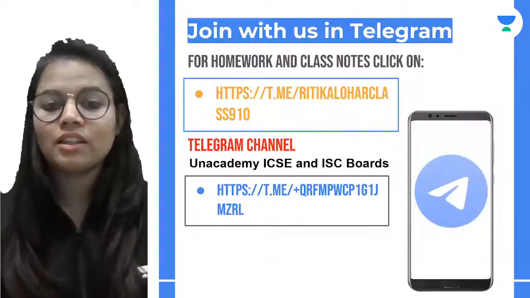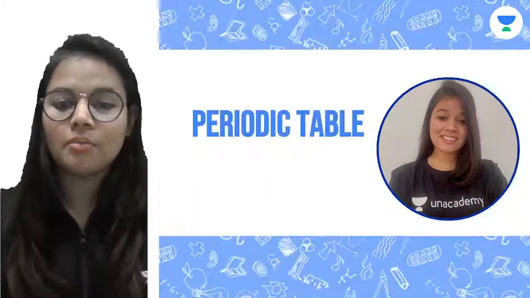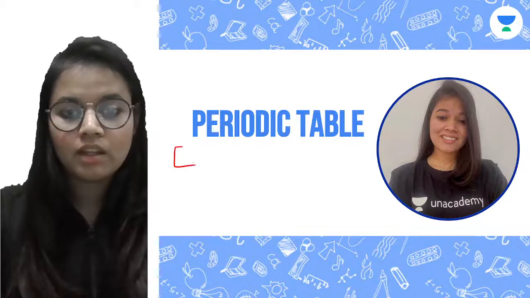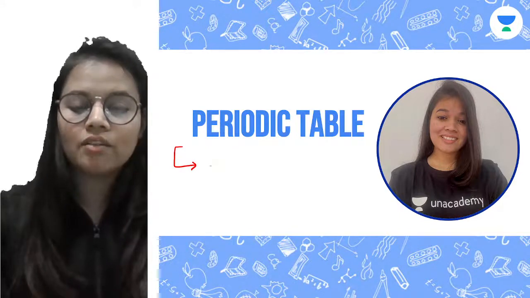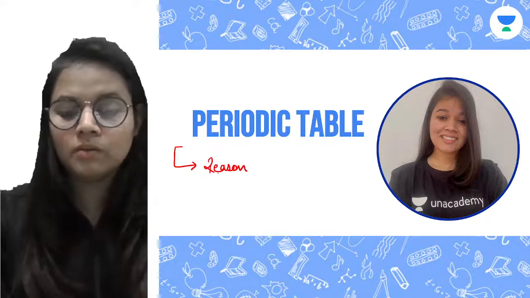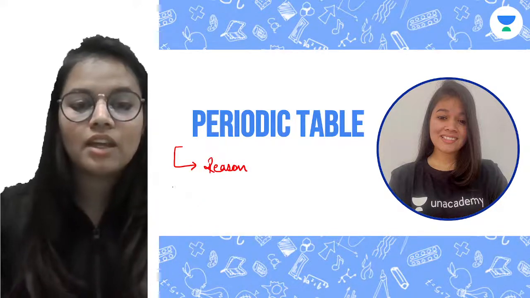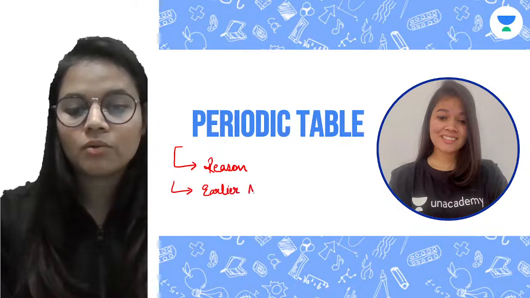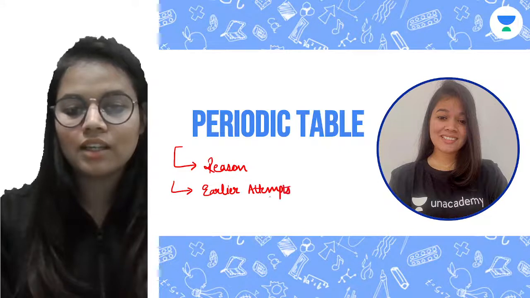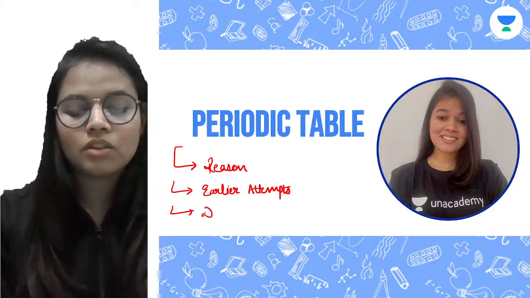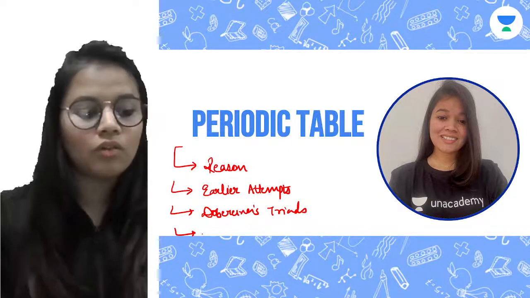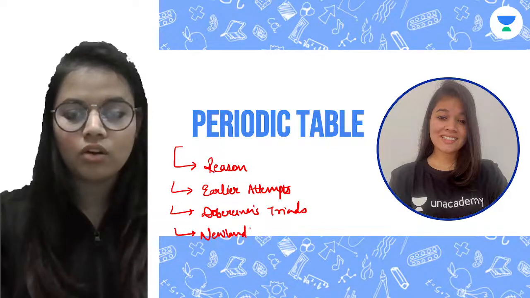Now, today basically we will be studying about the periodic table. Let's see what topics we are going to cover over here. In our today's class, we will be covering the reason why we needed to classify the elements. Then we will be focusing on the earlier attempts made to classify the elements. After that, we will be focusing on Dobereiner's triads, and at the last, we will be going for Newlands' law of octaves.